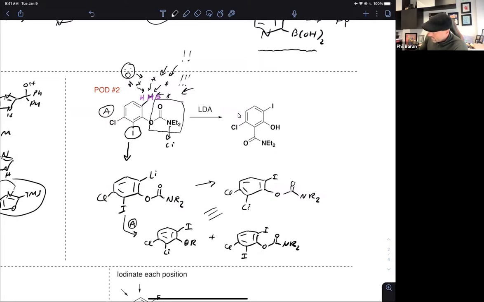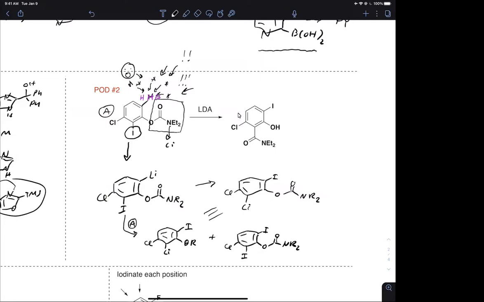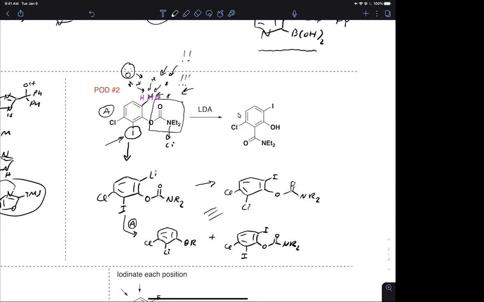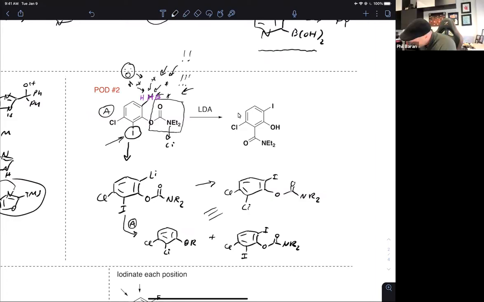You see how that happens? Should the iodide be lithium? Yeah, you're right. Thank you. That's right. So when you treat this with A, you're going to get exactly what was your initial suggestion. Yeah, that's fantastic. And that's going to give you a little bit of this compound plus this compound.